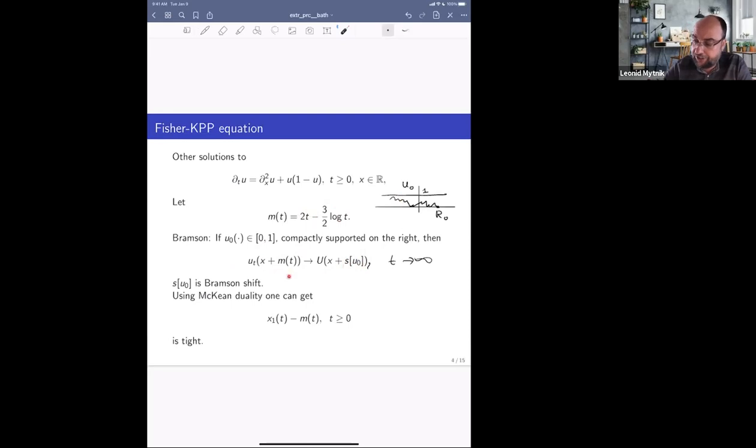And using this fact and the McKean duality, one can easily deduce that x_1(t) minus m_t is a tight sequence of random variables. So in fact, the rightmost particle one can find around this value m_t for large times t. And this brings us to the next question. If the rightmost particle in fact converges as time goes to infinity, what happens with the whole process of branching Brownian motion if you look at it from the perspective of the point m_t?